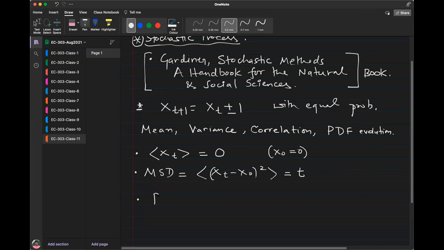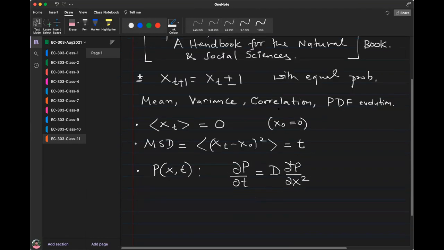If P(x,t) represents the probability that the person who is doing this random walk is at coordinate x at time t, so we showed that this follows basically the classic diffusion equation. Okay, this is what we learned.